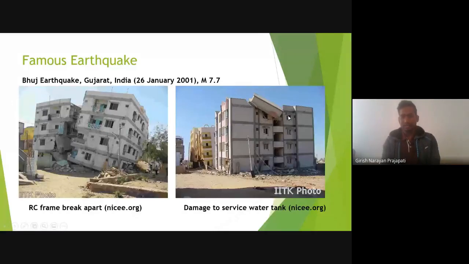So there is one part in earthquake engineering where you design service tanks, or water tanks, for earthquakes. And those water tanks are treated as single degree of freedom systems, where you learn how to design a water tank or service tank.